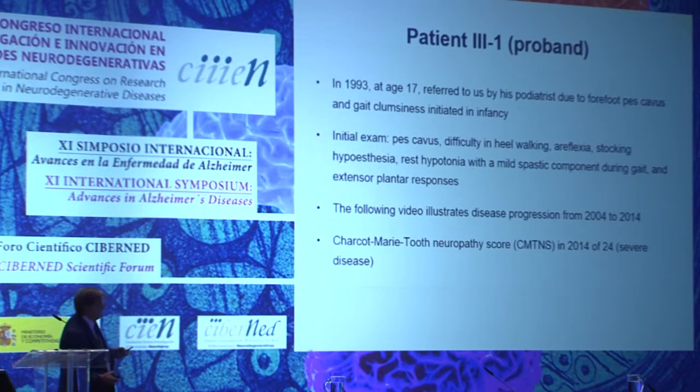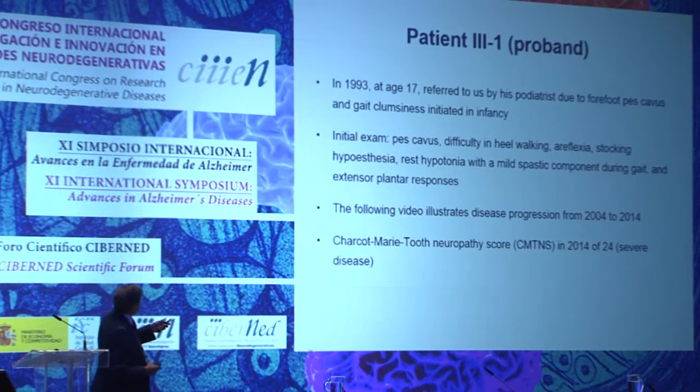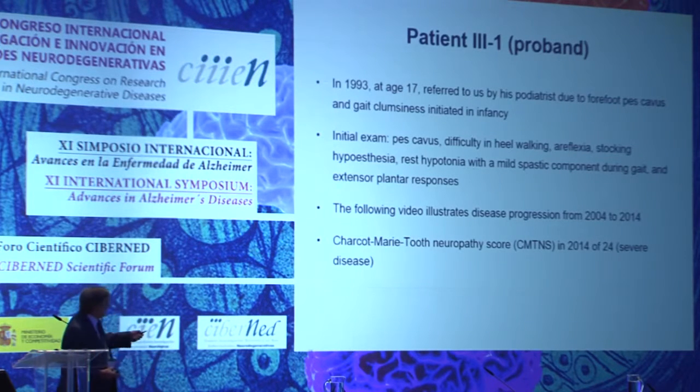This is the proband. The proband was attended for the first time in 1993. At age 17, he was referred to us by his podiatrist due to a foot pes cavus and gait clumsiness initiated in infancy. Initial examination at age 17 showed pes cavus, difficulty in heel walking, areflexia, stocking hypoesthesia, rest hypotonia, mild spastic gait, and finally extensor plantar responses. The following video will illustrate the evolution of symptomatology over the last 10 years.